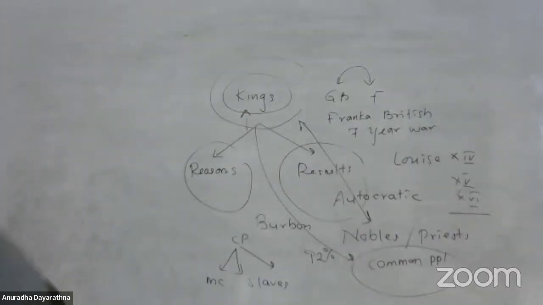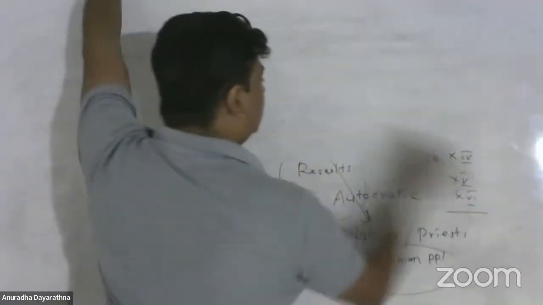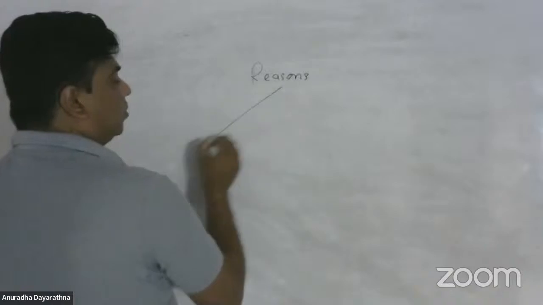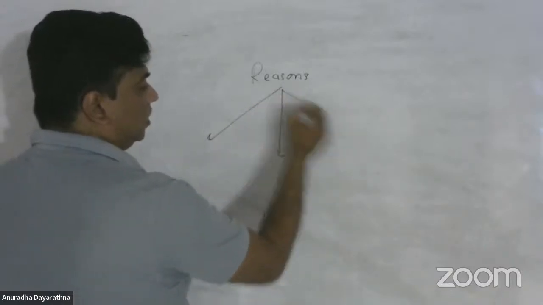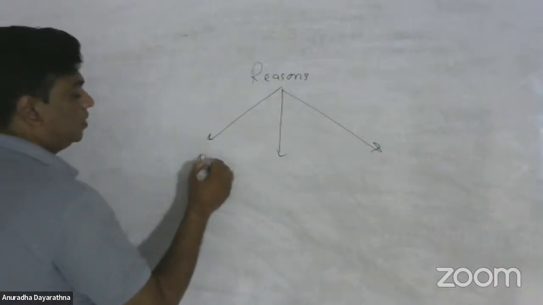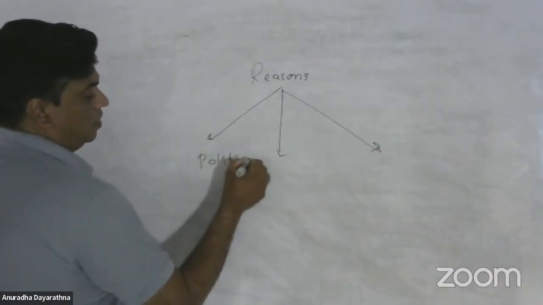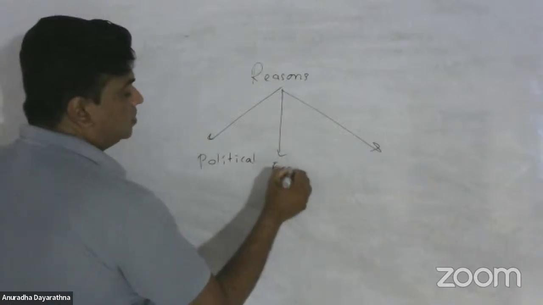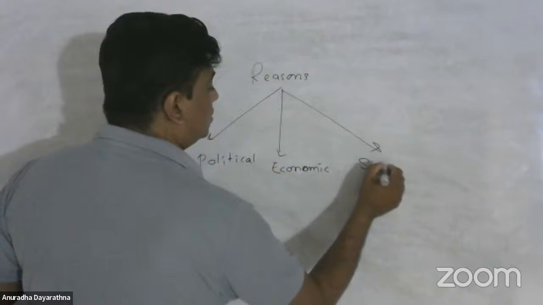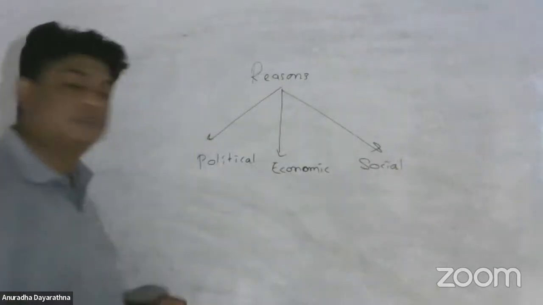However, when we get to the French Revolution, now I told you the reasons. Reasons for the French Revolution is the most important. Reasons we can divide into three categories. What are the three categories? Political reasons, and economic reasons, and social reasons. So these are the reasons.